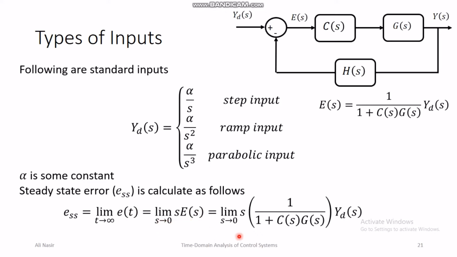Here you can see that we have plugged in this expression for E of s, and this is how you can find the steady state value of the error for different systems. Then there is a concept of system type. The system type concept is very important and very useful in determination of steady state error.